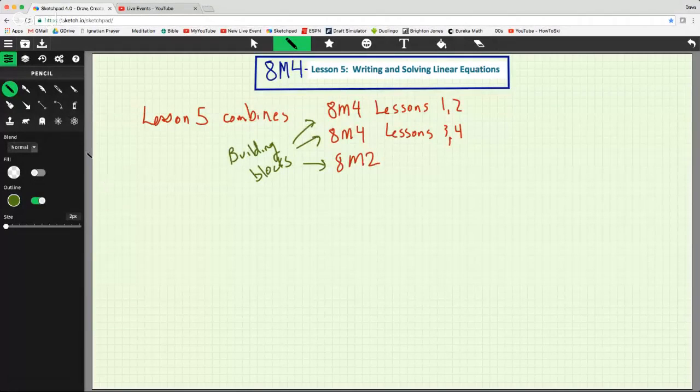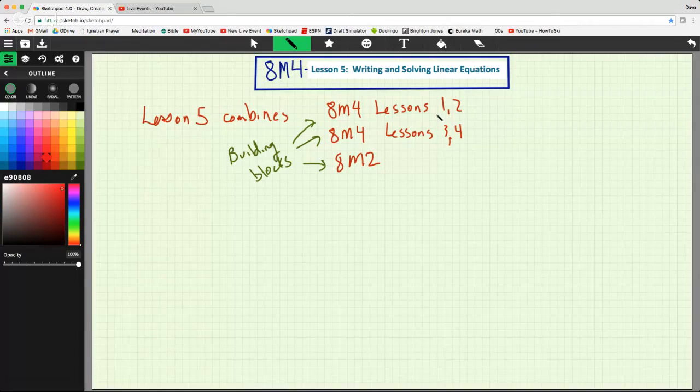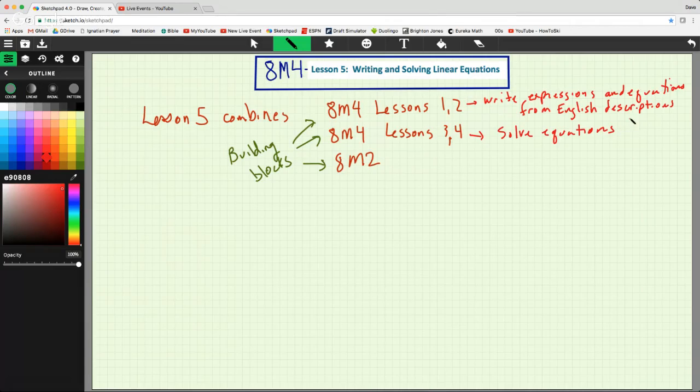Okay, so let's talk a little bit about the building blocks for today's lesson. In lessons 1 and 2, we learned how to write expressions and equations from English descriptions. So we had English descriptions, we wrote them in mathematical sentences, expressions and equations. In lesson 4, we learned how to solve equations, and specifically linear equations. And then in parts of 8M2, we learned the rules of triangles and other geometric relationships.